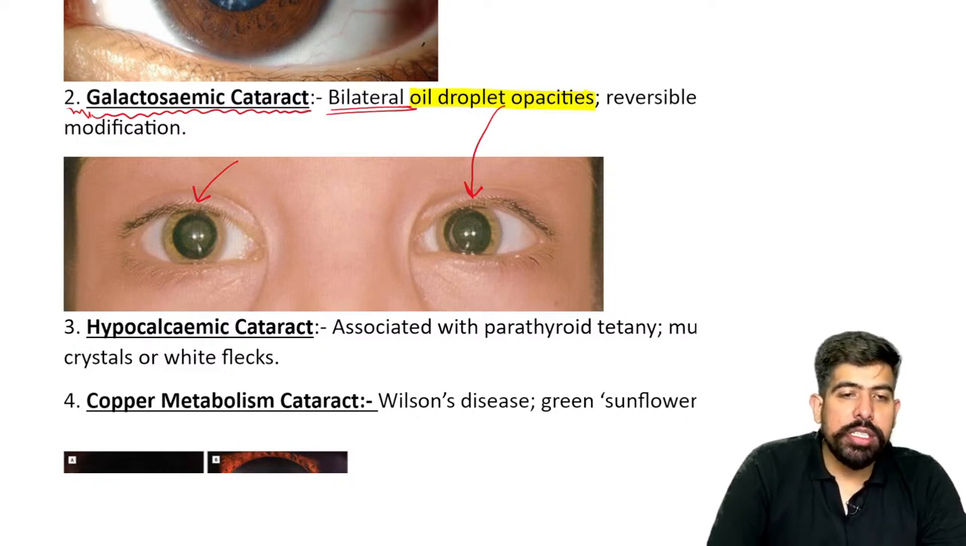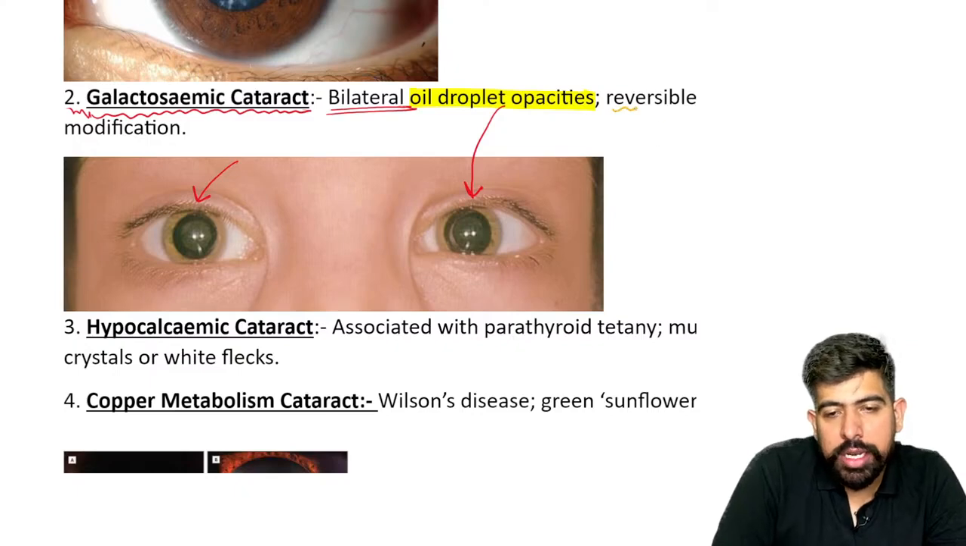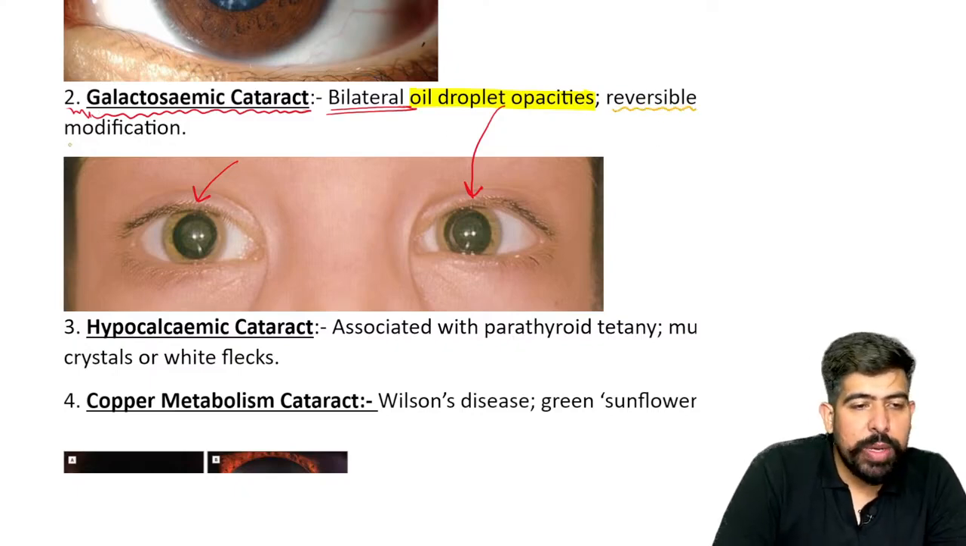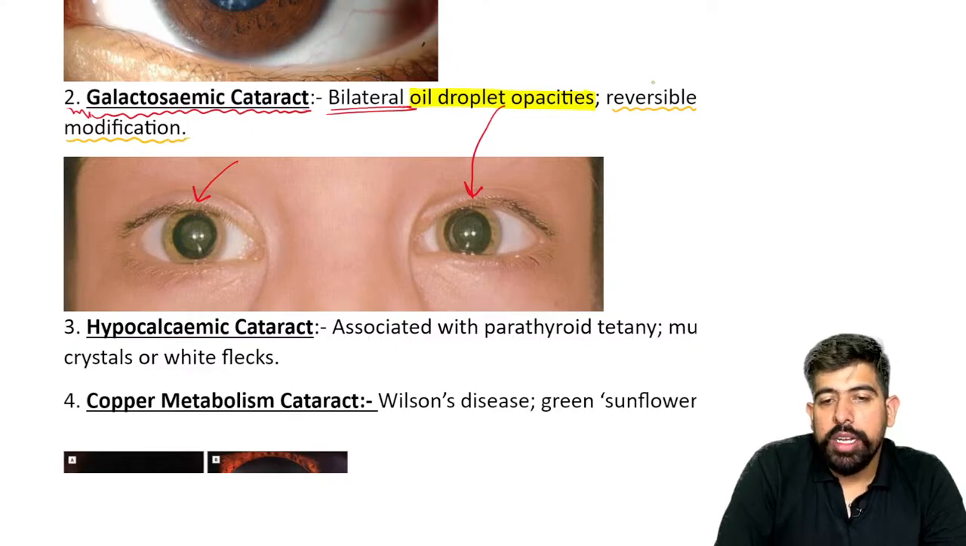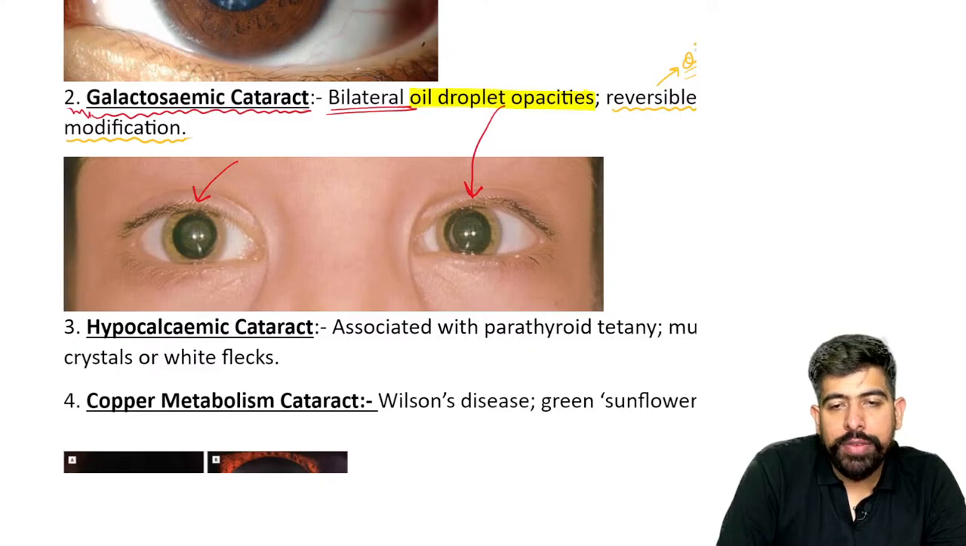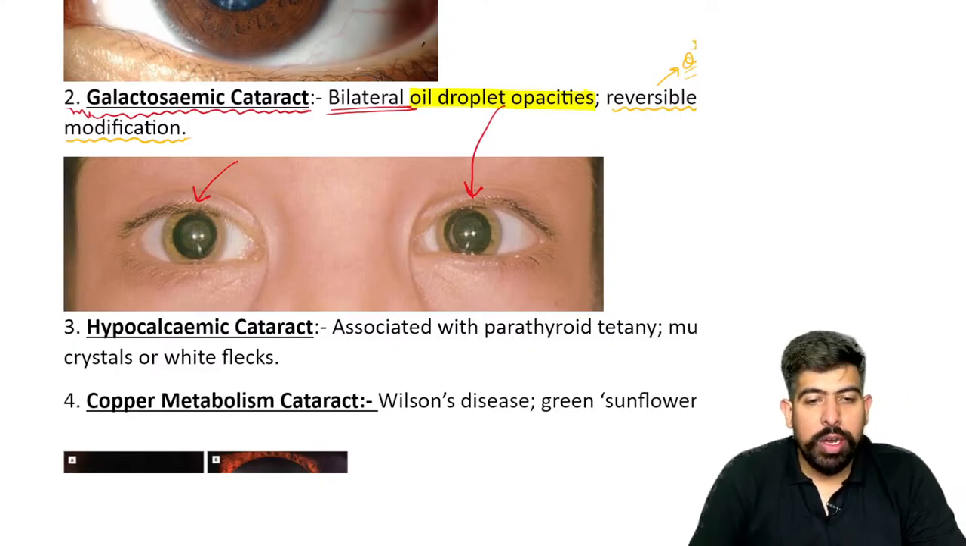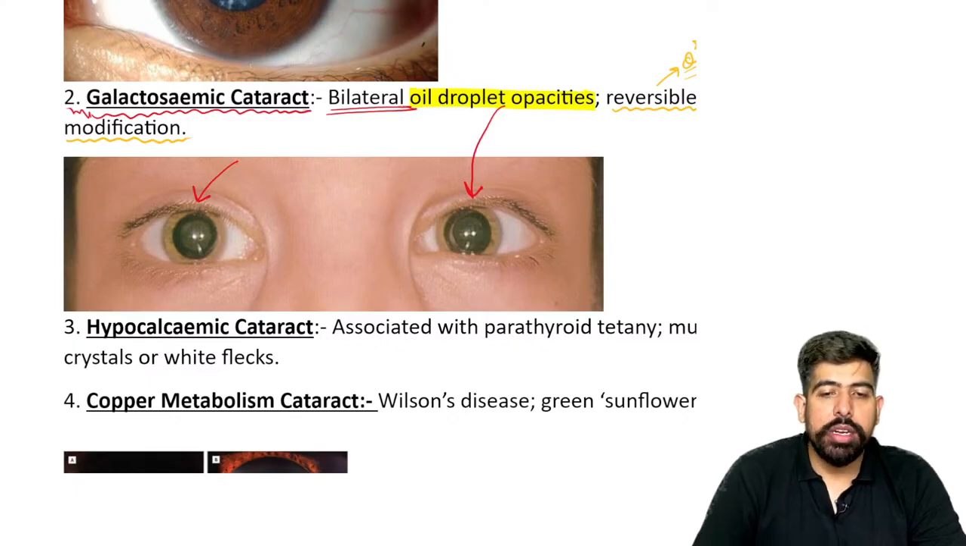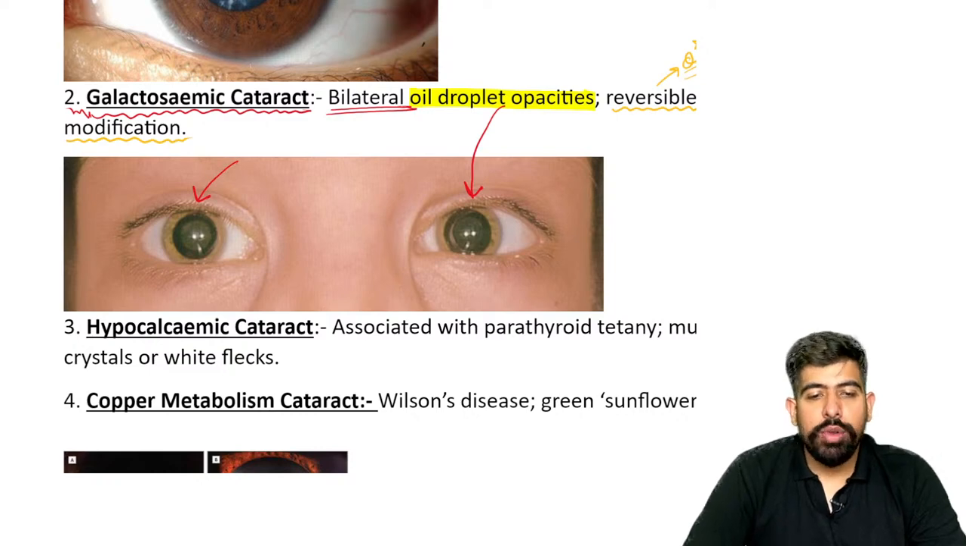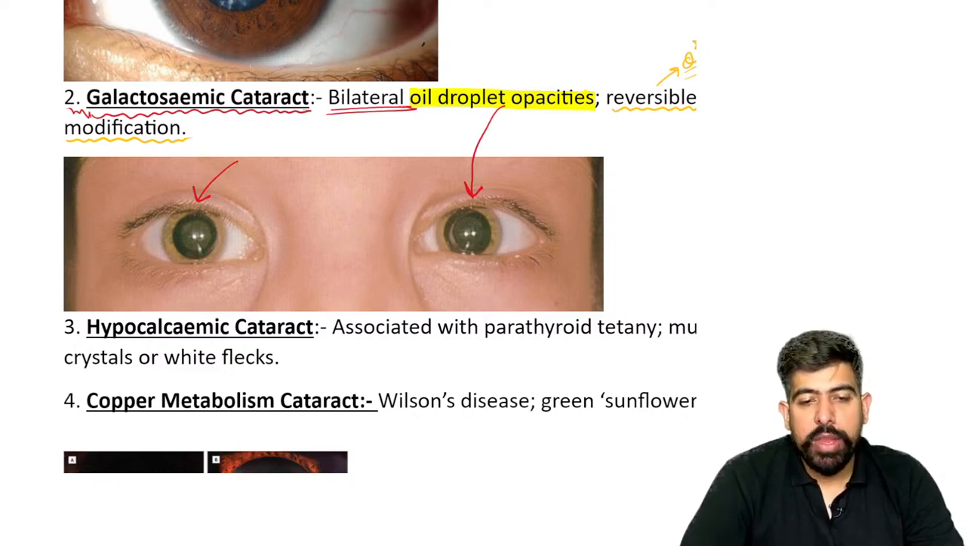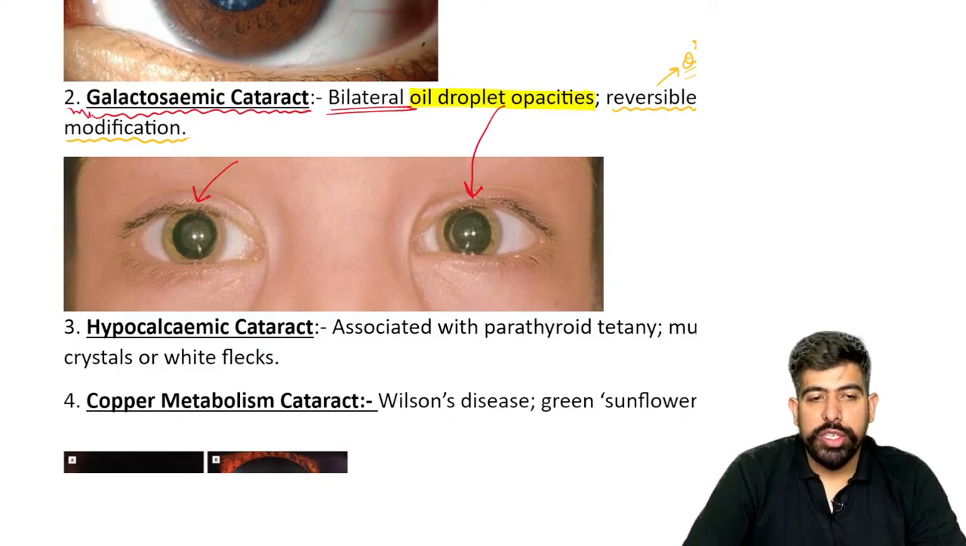Please remember a special thing: it is reversible with diet modification. Make a question mark here, because this is the cataract which is the reversible type. What about the others? If it is diabetic cataract or senile cataract, we have to do surgery. But in this case, just by doing diet modification, we can reverse it, and the patient can be back to normal.